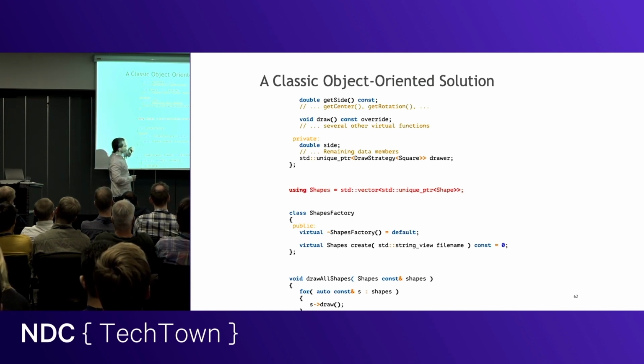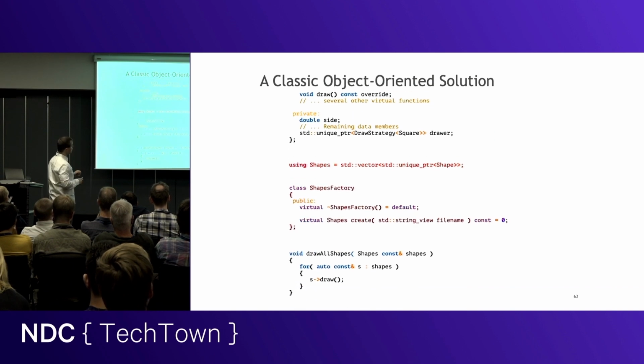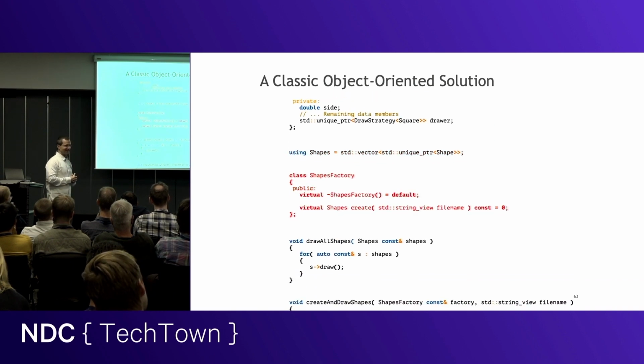Okay, but there's more. I need to create these shapes too. How do we do this? Well, I would like to abstract this too. So I introduce a ShapesFactory. Oh, that's a favorite term of many people. I know, but still stay here. It's not as bad as it looks.